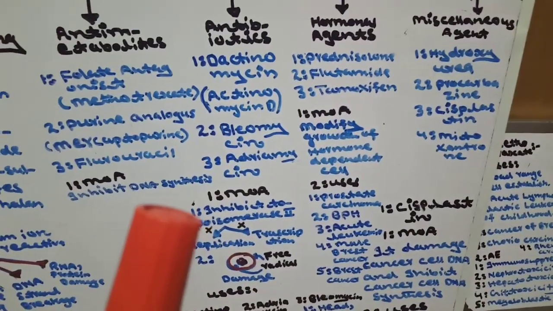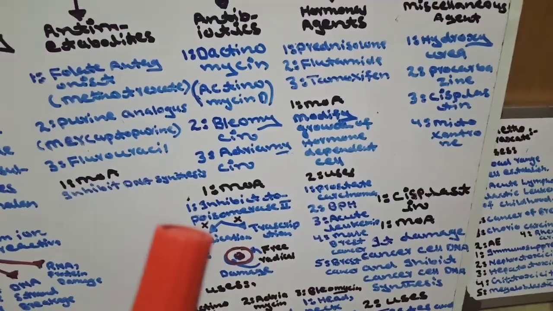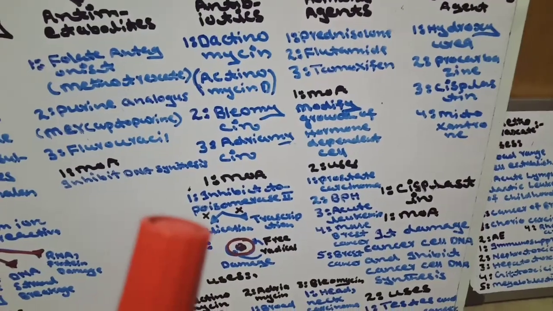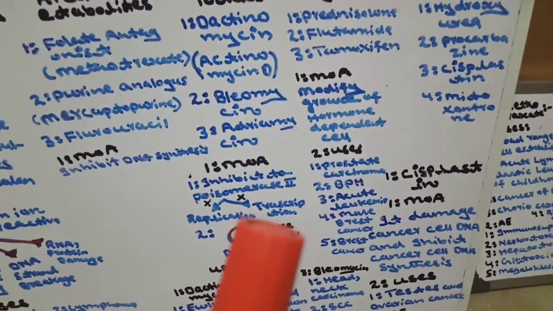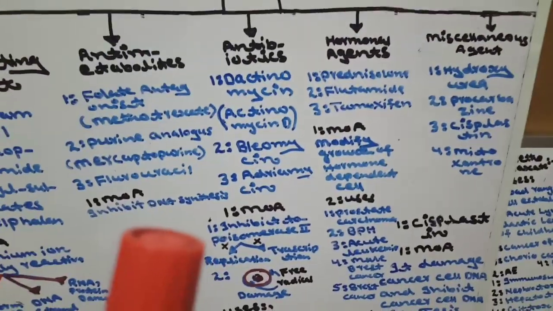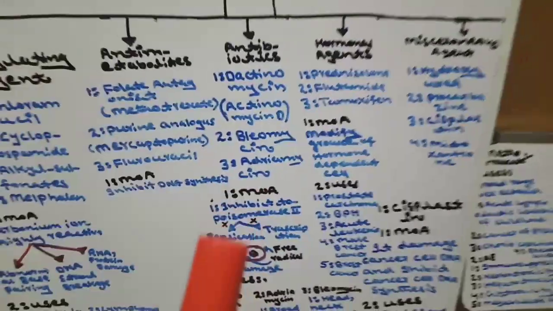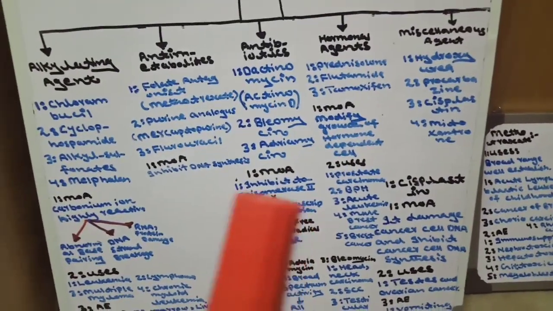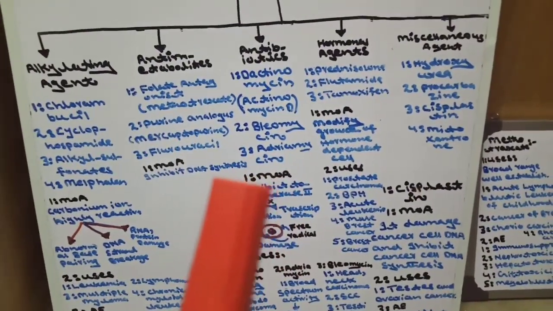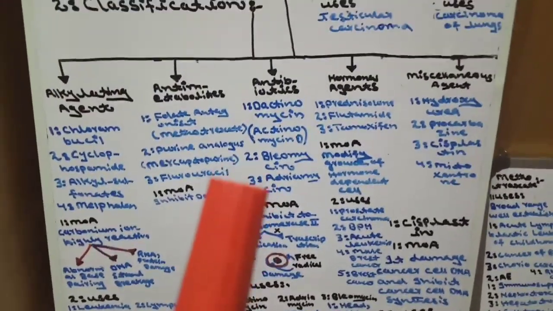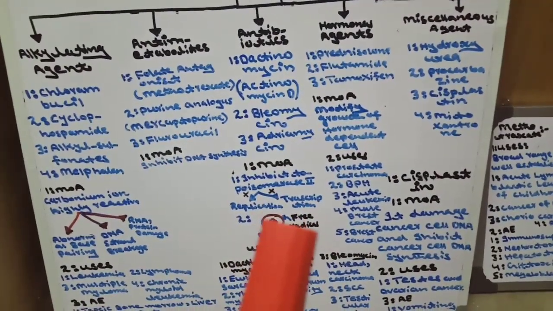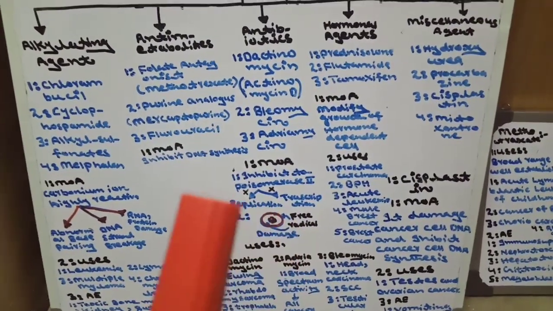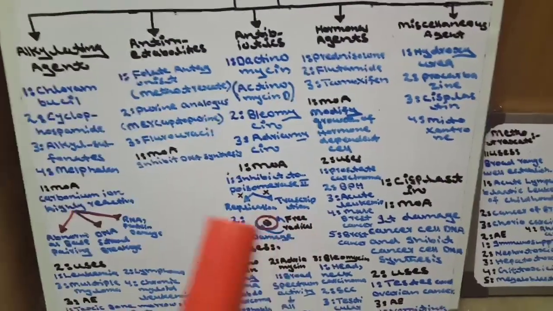Number 1, antibiotics inhibit the topoisomerase 2 enzyme, which is responsible for DNA replication and transcription. When antibiotics inhibit topoisomerase 2, then DNA replication and transcription will be stopped. The first mechanism is that. The second mechanism is that antibiotics release free radicals. These free radicals damage the cell membrane and DNA of the cancerous cell.